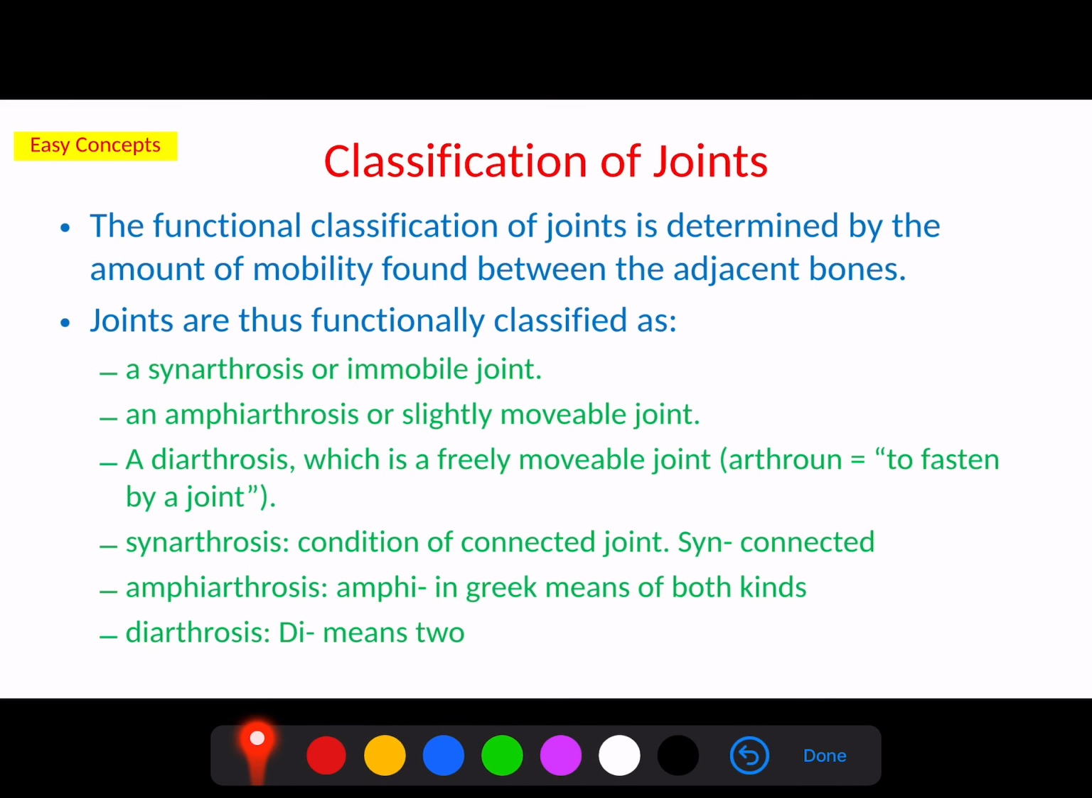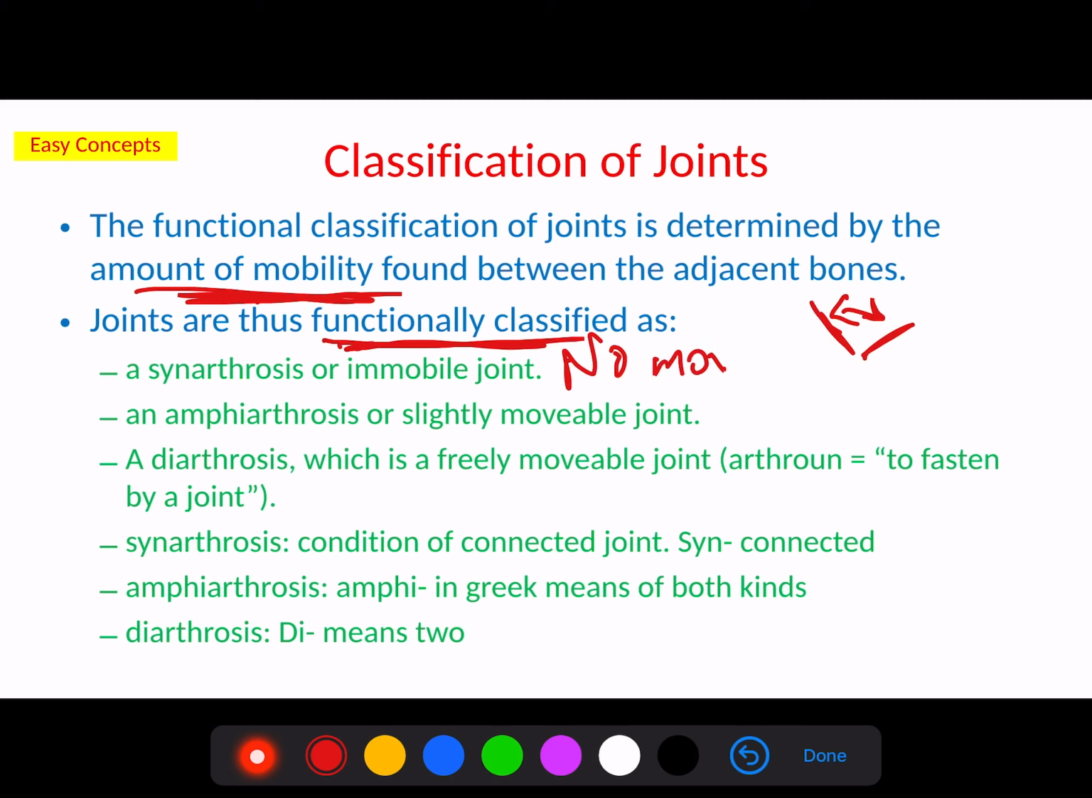Now, we can classify joints based on two things. The first one is the amount of mobility, how far they can allow the bones to move from each other, and therefore this is a functional classification. You need to know this functional classification. And here we have three types of joints. The first type is called synarthrosis, or immobile joint. These don't allow any type of movement.